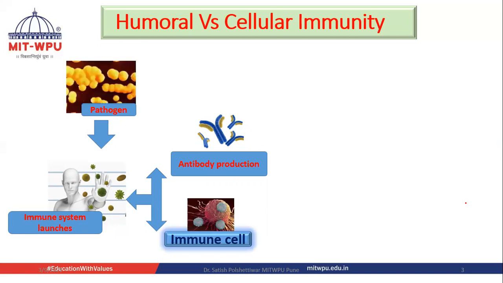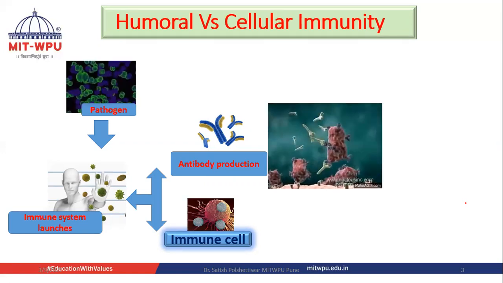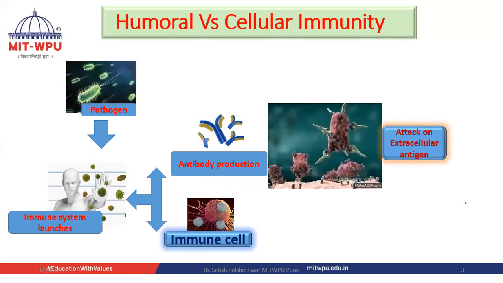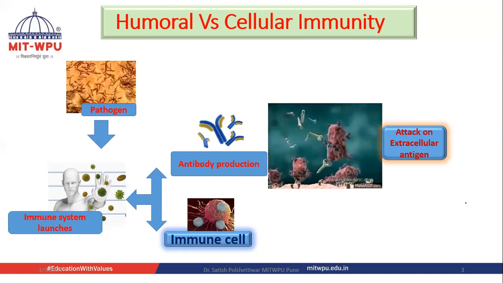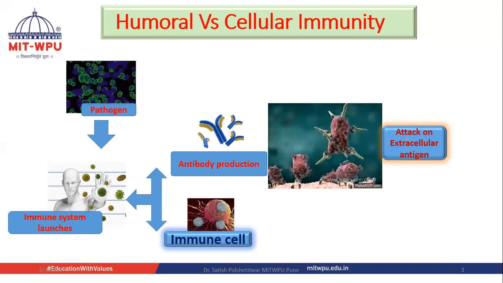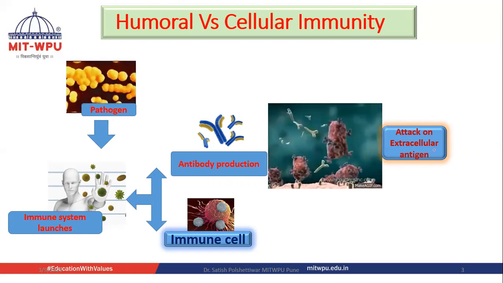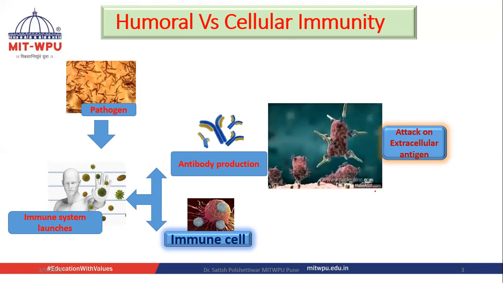Next, the cell itself is engaged to eliminate the pathogen. We have different immune cells like lymphocytes, neutrophils, basophils, dendritic cells, and macrophages, which we call immune cells. These cells act directly on the pathogens, and they get eliminated from our system. So there are two ways our immune system is launched after the attack of any pathogen. One is antibody production, which attacks extracellular antigens, normally the circulating antigens in our body.